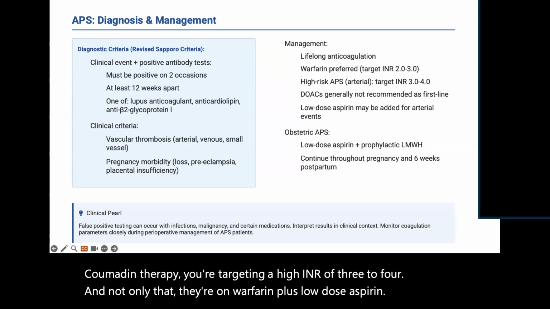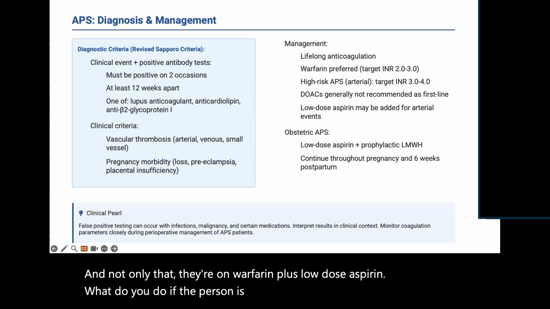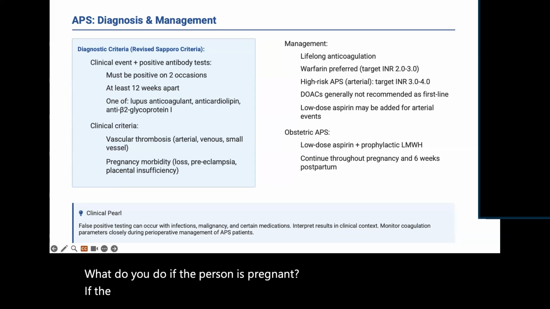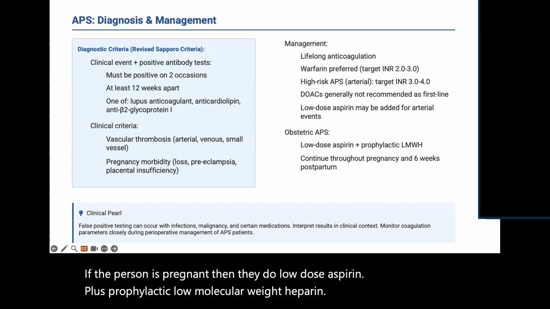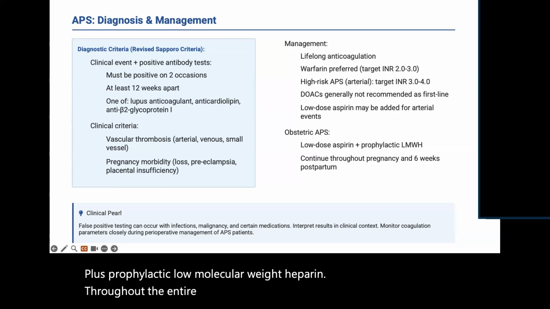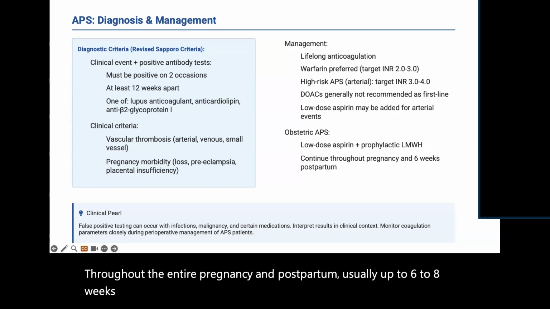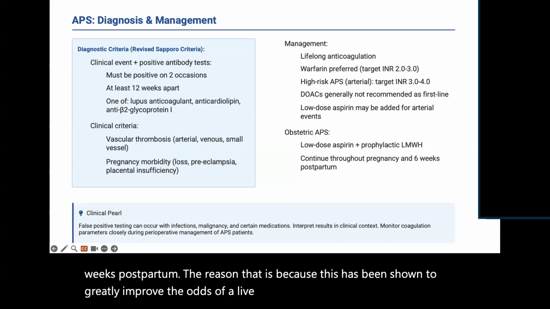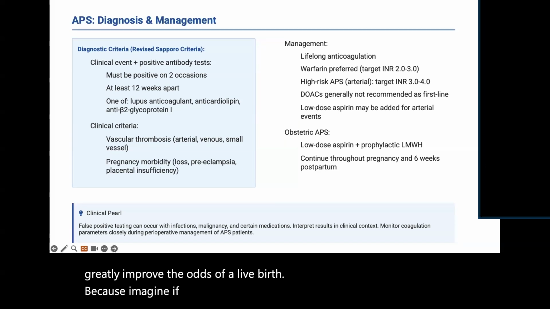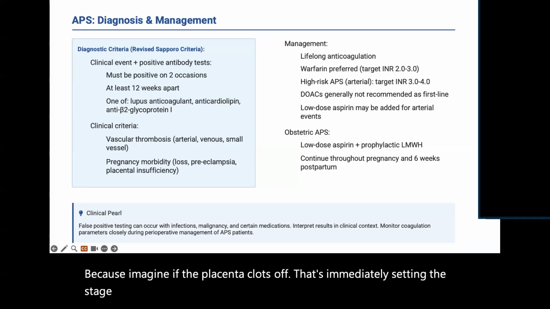Well, what do you do if the person is pregnant? Well, if the person is pregnant, then they do low-dose aspirin plus prophylactic low molecular weight heparin throughout the entire pregnancy and postpartum, usually up to 6 to 8 weeks postpartum. The reason is that this has been shown to greatly improve the odds of a live birth. Because imagine if the placenta clots off, that's immediately setting the stage for fetal demise.